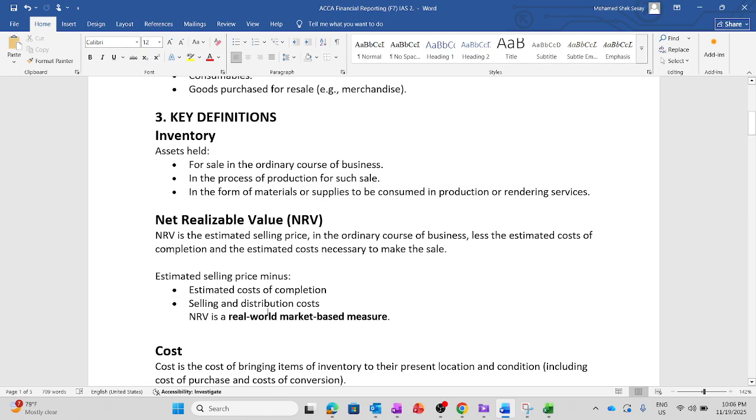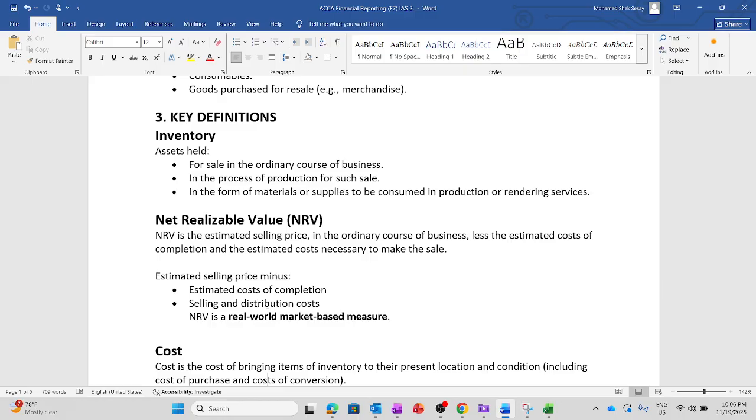So now we are going to look at the net realizable value. When you're talking about the net realizable value, it is the estimated selling price in the ordinary course of business, less the estimated cost of completion and the estimated cost necessary to make the sale.